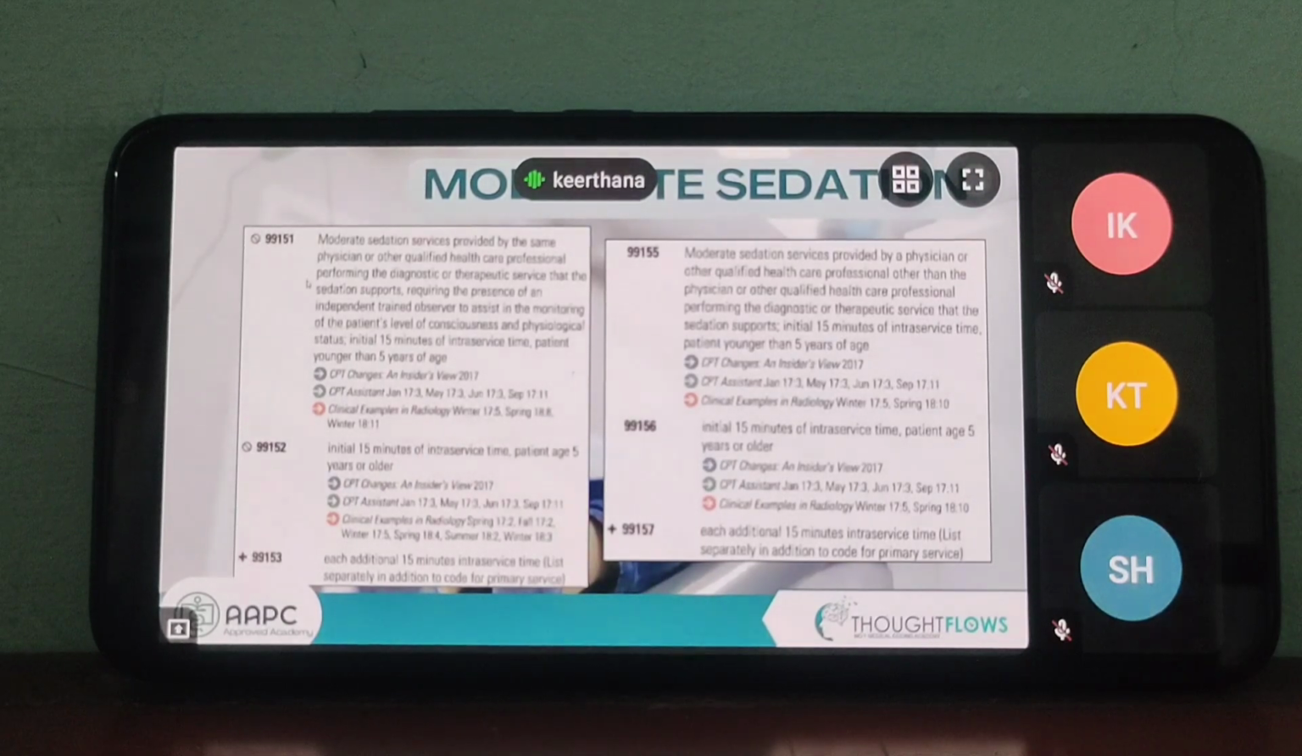So there is a difference between 99151 and 99155. You can go and find the difference. That's where we all lag. Find the difference between 99151 and 99155. I will give some time. Yes, tell me about 151 and 155.